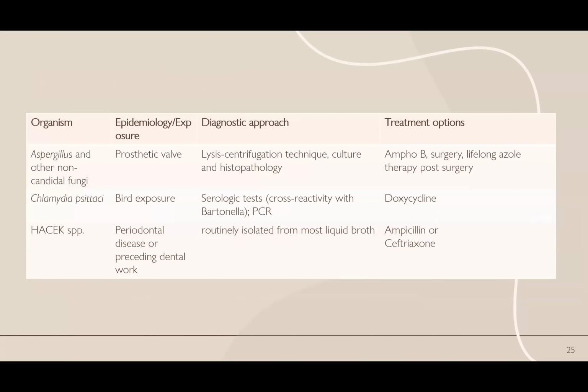Then just briefly, with the other causes of infective endocarditis, I'll take you through some of the common causes. Aspergillus and other non-Candida fungi are usually associated with prosthetic valves, and we can use culture and histopathology techniques. Treatment recommendations are amphotericin B, with surgery, of course, and then lifelong azole therapy post-surgery.